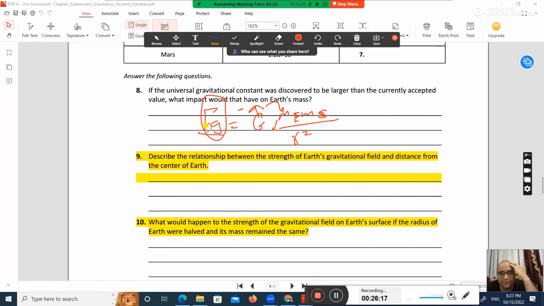If we're going to have a different value of gravitational force, as it's going to be larger, the mass of the Earth and the mass of the Sun are going to stay the same.